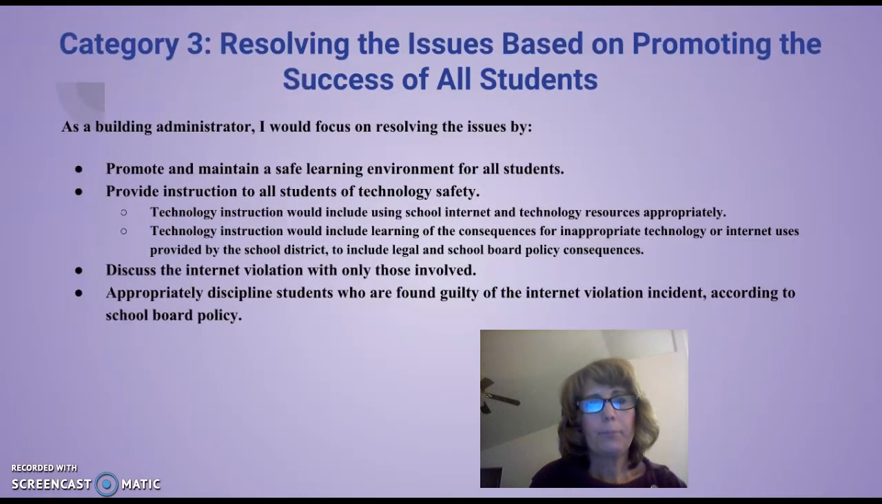Category 3, resolving the issue based on promoting the success of all students. Promote and maintain a safe learning environment for all students. Provide instruction to all students of technology safety. Discuss the internet violation with only those involved. Appropriately discipline students who are found guilty of the internet violation incident according to school policy.